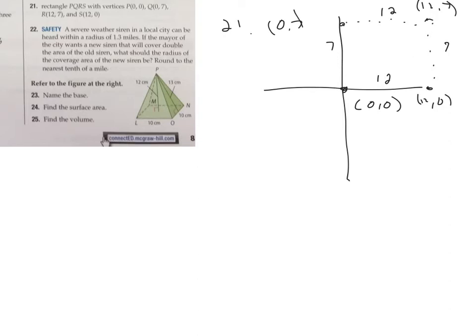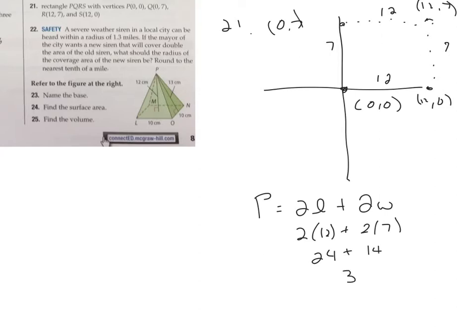So to find the perimeter here, you could either add all these up, or you can use the formula perimeter equals 2 times the length plus 2 times the width. Since the length is 12, it's 2 times 12, and the width is 7, so plus 2 times 7. So 12 times 2 is 24. 2 times 7 is 14. Add those together, you get 38. Hence, the perimeter here is 38 units.